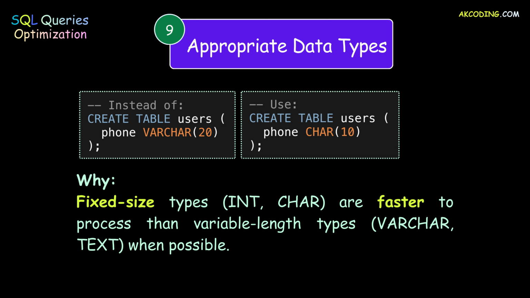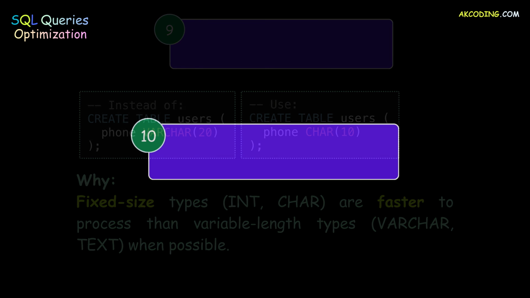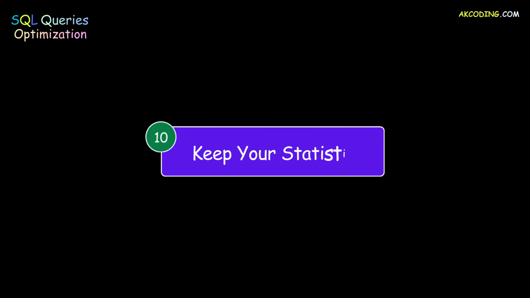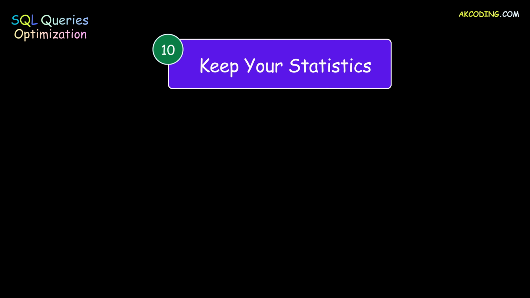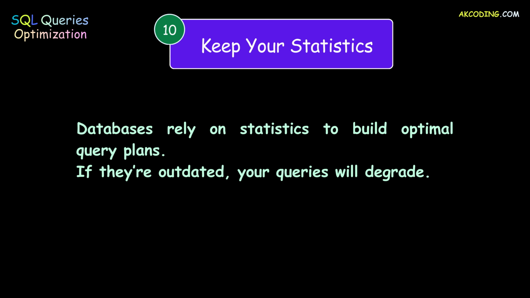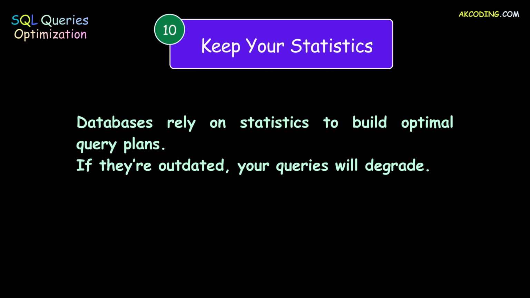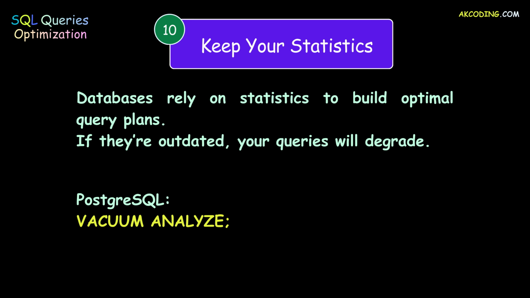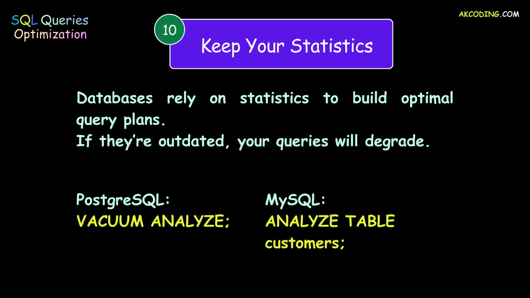TEXT when possible, right? Number 10. Keep your statistics and indexes updated. Databases rely on statistics to build optimized query plans. If they are outdated, your query performance will degrade. For example, in PostgreSQL, VACUUM ANALYZE, and in MySQL, ANALYZE TABLE customers. Run these commands regularly, especially after large data imports or deletions.